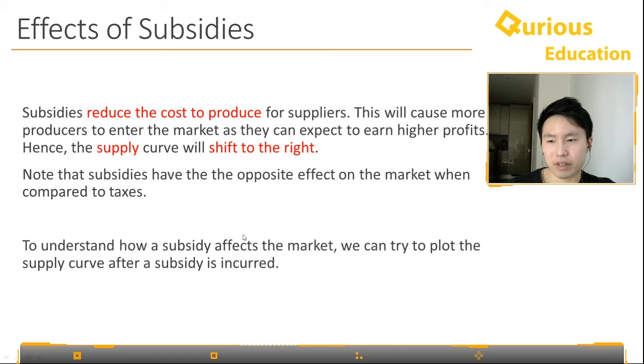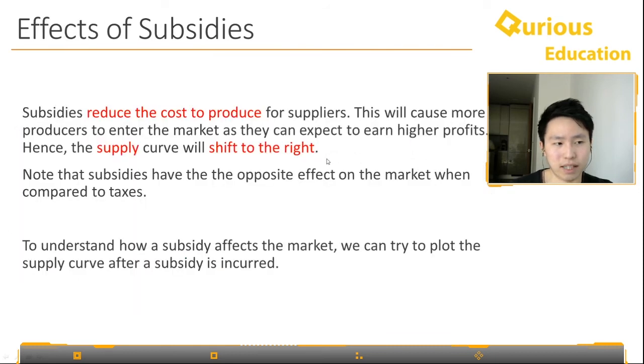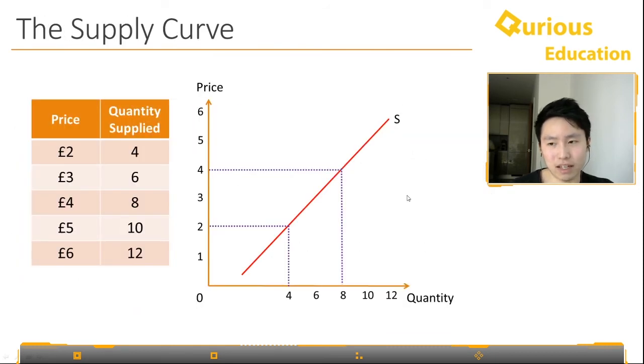So previously we looked at explaining taxes in a more qualitative way. So now let's try to explain subsidy using the economic diagram. Okay, so this is a supply curve. We didn't go very in depth into this in the previous slide, but this should help you understand it a little bit more, especially if you haven't covered this at school.